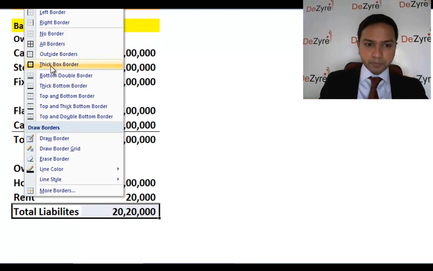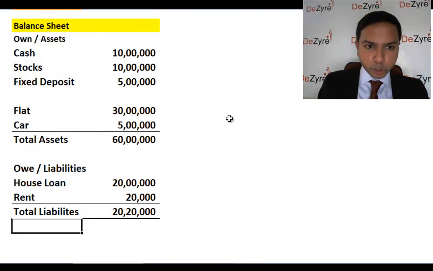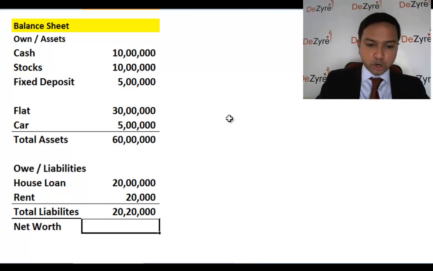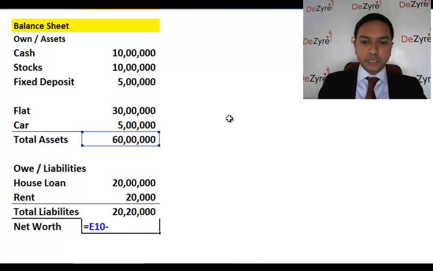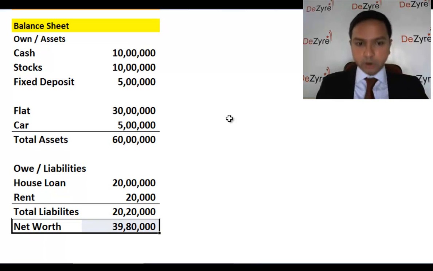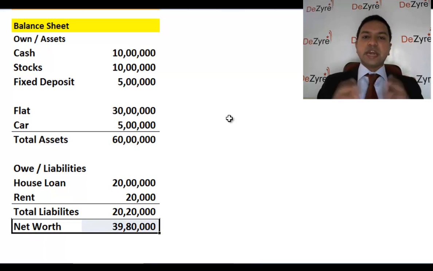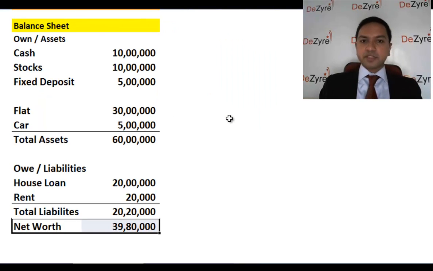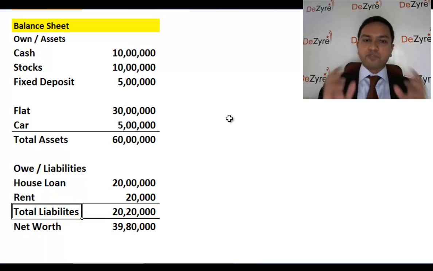So now, how much are you really worth? What you're really worth is nothing but your total assets, what you own, and subtract from that how much you have to give to other people. That's your total liabilities. So your net worth, or how much you're actually worth, is your total assets minus your total liabilities. There you go. 39 lakhs 80,000 is your net worth. This is your own simple balance sheet for your personal purposes. This balance sheet, along with this monthly income statement, gives an almost complete, holistic view of your financial situation.